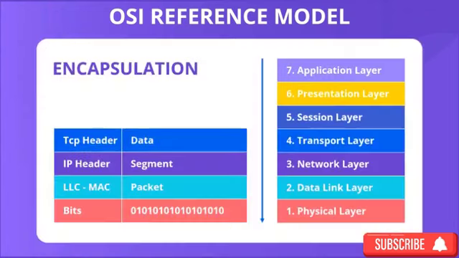Now, when a computer transmits data to another device over the network, the data goes through encapsulation. That is, it's wrapped in protocol information at each layer of the OSI model. New information is added at each layer, and each layer uses protocol data units, or PDUs, to communicate and exchange information. PDUs are called segment at the transport layer, packet at the network layer, and frame at the data link layer.